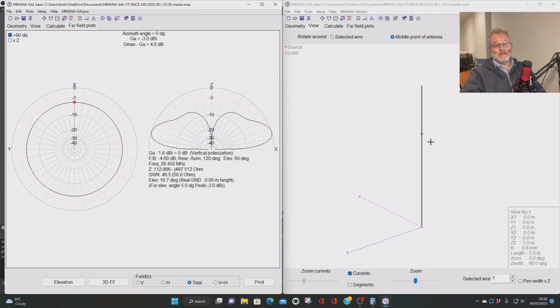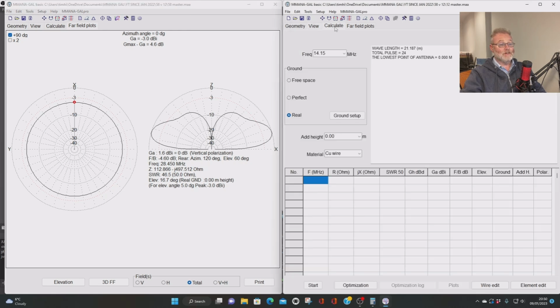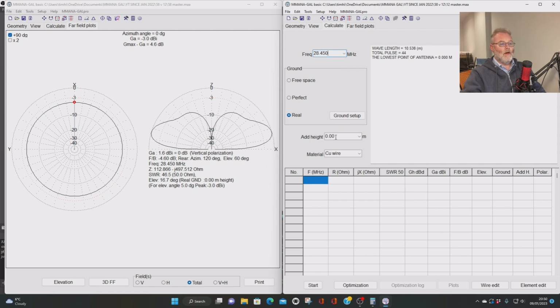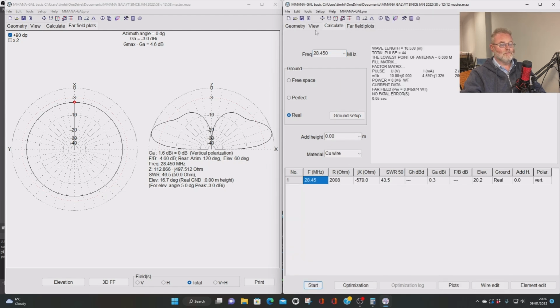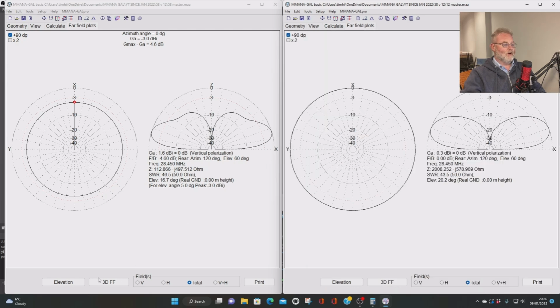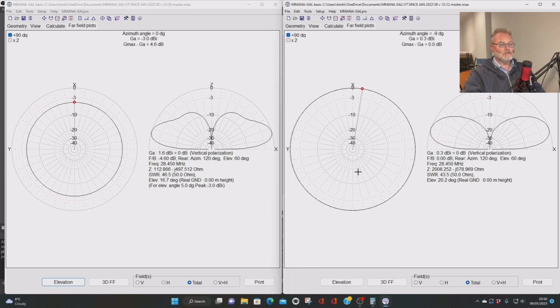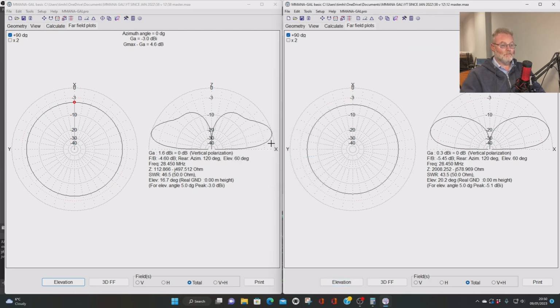So on the right-hand side, we've got the half wave. Again, this is ground-mounted, okay? Again, we'll change this to 28.450. Again, it's ground-mounted, so the lowest point's on the ground. Real ground. Go to the far field plot. Now, if we look at the, where are we? Is that 5 degrees? Let's have a look. Elevation. Yeah, no, 5 degrees. There we go.